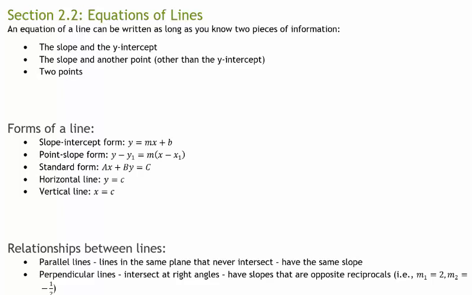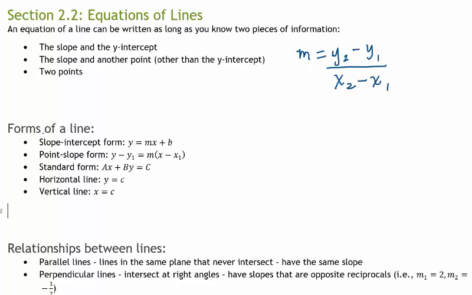If you have the slope and just another point, other than the y-intercept, you could also write the equation of a line, or if you know 2 points, you could write the equation of the line. The reason we can do that is because we can find the slope of a line first using the slope formula. The slope is given by the difference in the y's, often called the rise, y2 minus y1, divided by the difference in the x's, often called the run, x2 minus x1.